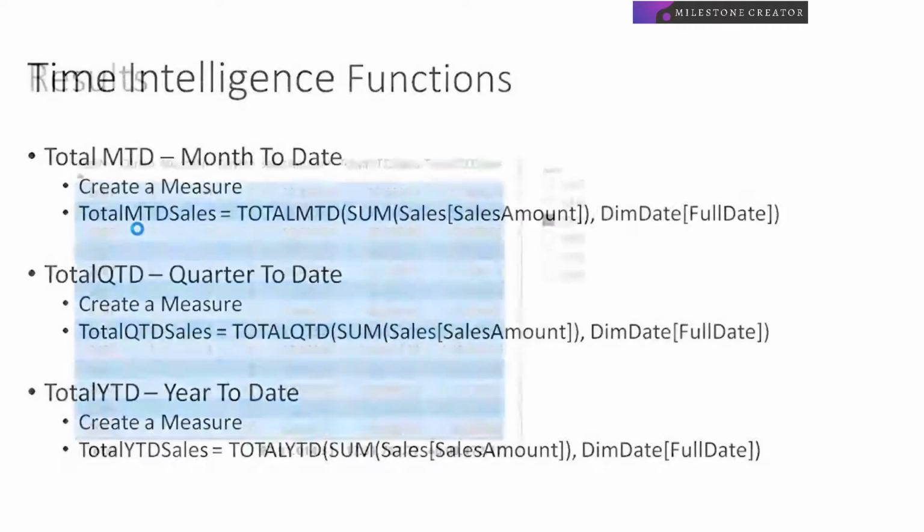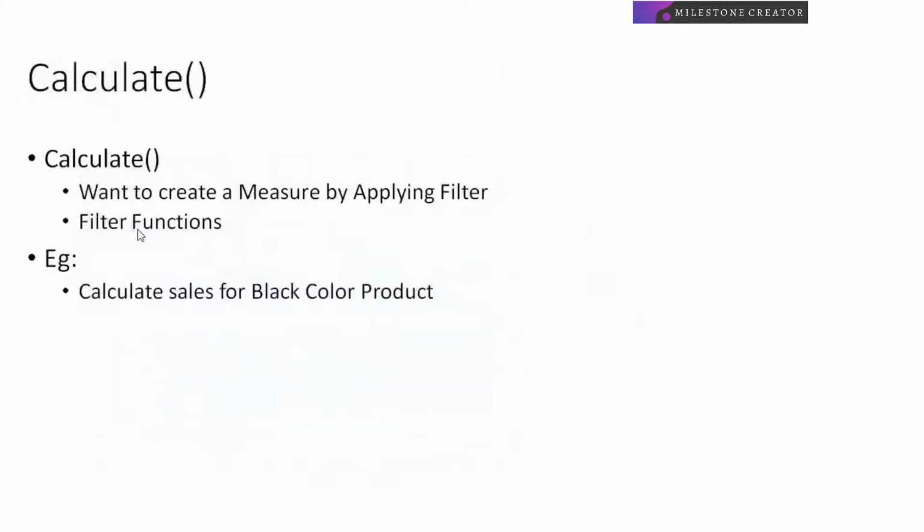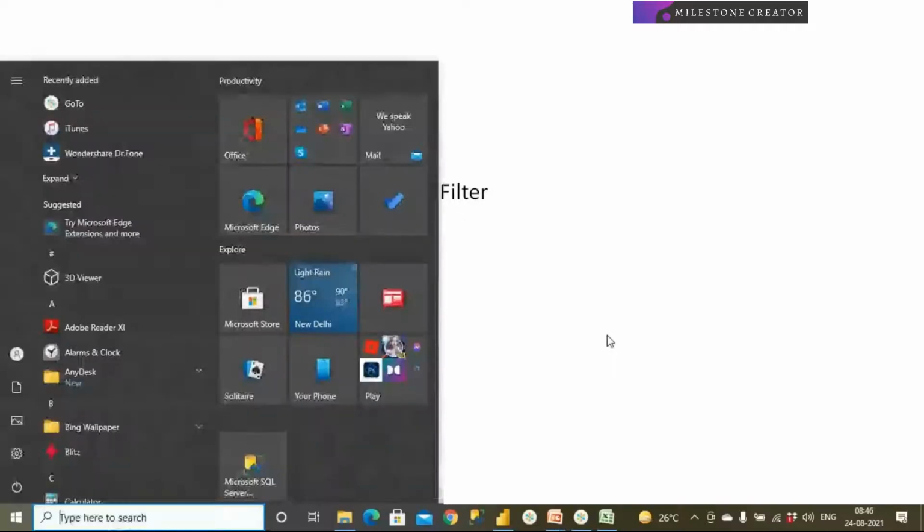Okay. Now, we have to understand one more function called the calculate function. Calculate function is part of the filter functions. I did not take filter functions, right? So you may not be able to understand what a calculate is. I wanted to create a measure by applying some filter on data. For example, I wanted to create a DAX measure to get only black color products. So what is the total sales? I wanted to apply a filter now.